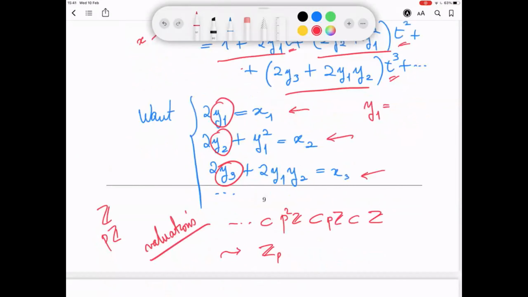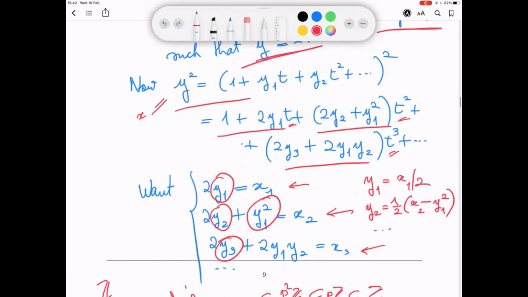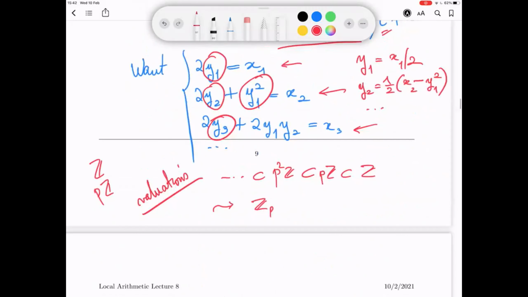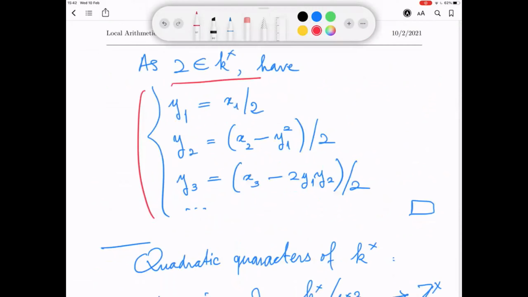I'm sure that you can all write y1 is x1 by 2. And once you know your y1, you can write your y2 to be 1/2 of x2 minus y1 squared, etc. So there's no other possibility. That uniquely determines y. Yeah, so here it has been done. As 2 is invertible in your field, you can write your y1 to be this, y2, y3, etc.